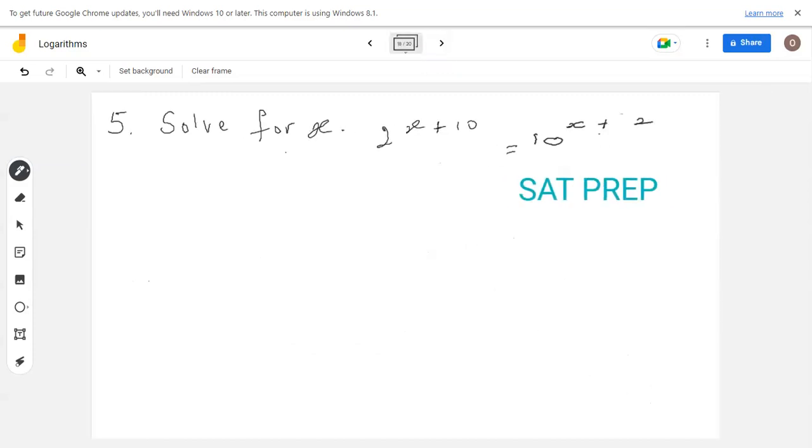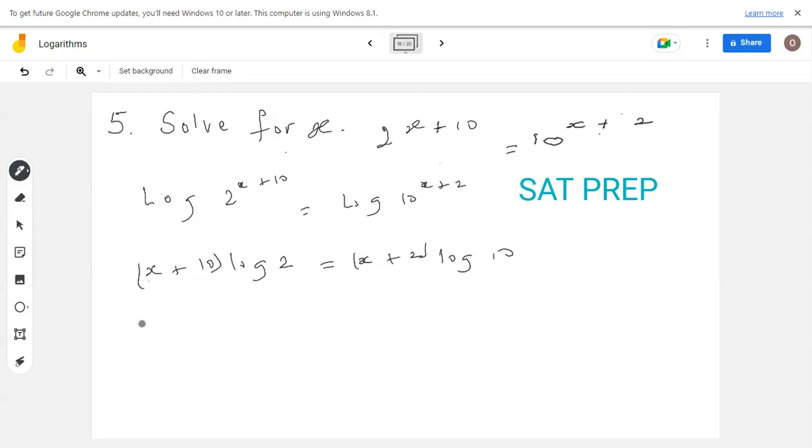Question 5 says solve for s: 2 raised to the power s plus 10 equals 10 raised to the power s plus 2. When you're solving this problem, you can take the log of both sides: log 2 raised to the power s plus 10 is equal to log 10 raised to the power s plus 2. Writing this out, we have s plus 10 log 2 is equal to s plus 2 log 10. There's a bracket here and a bracket here, so it becomes s log 2 plus 10 log 2 is equal to s log 10 plus 2 log 10.